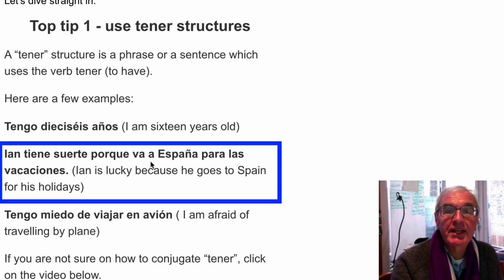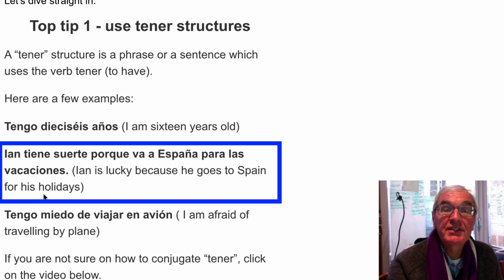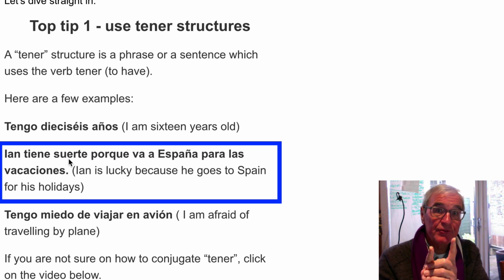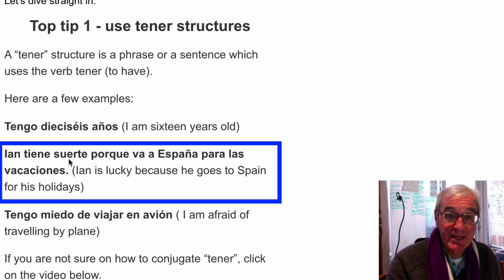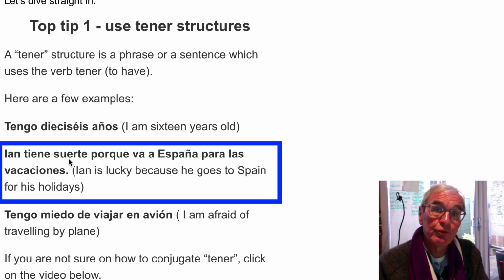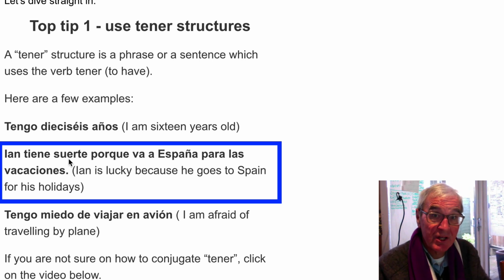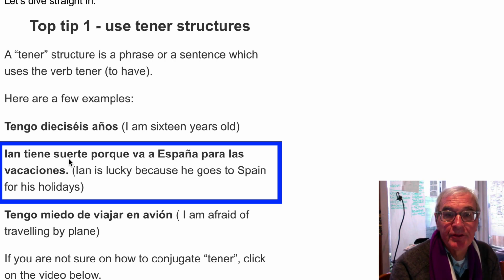Let's take that a little bit further. Ian tiene suerte porque va a España para las vacaciones. Ian is lucky because he goes to Spain for his holidays. Now, this expression tiene suerte is using a tener structure. It's not using the first person, in other words, I. It's using the third person, he or she. And that is why this particular phrase, Ian tiene suerte porque, etc., scores well, because you're using the third person. And you're showing the examiners that you can not only use the first person, i.e. talking about yourself, but talking about other people.